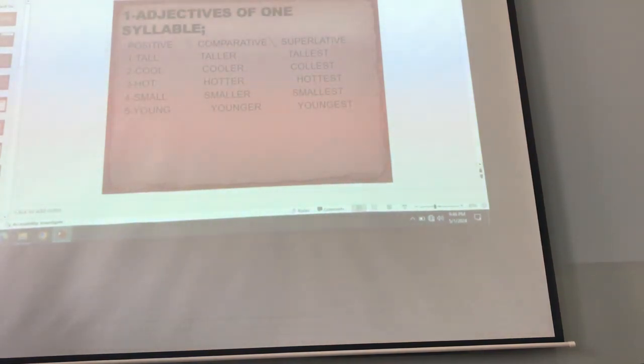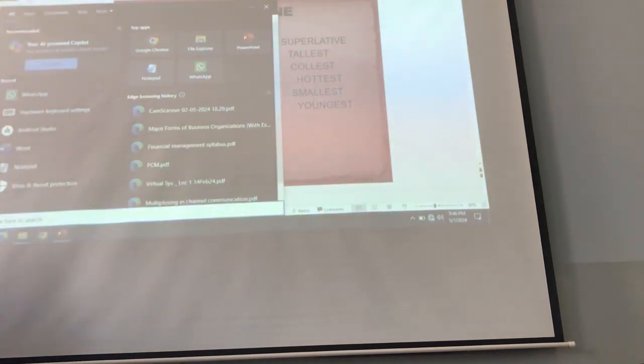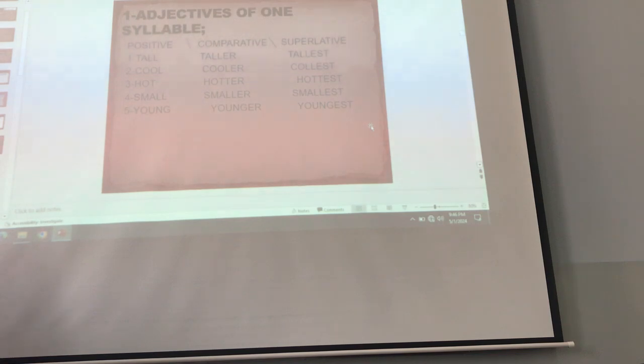As Laika has already explained the basic introduction of adjective and its degrees, let's learn how we can make the comparative and superlative degree from the positive degree. There are two types of words according to which the positive one is converted into comparative and superlative. First is words of one syllable, which are converted into comparative and superlative by adding er and est.